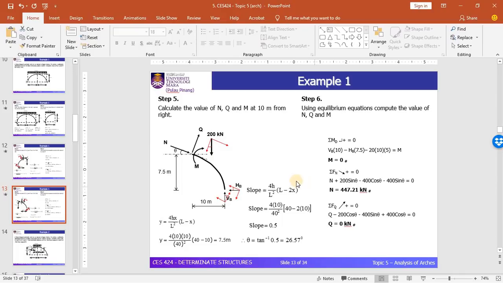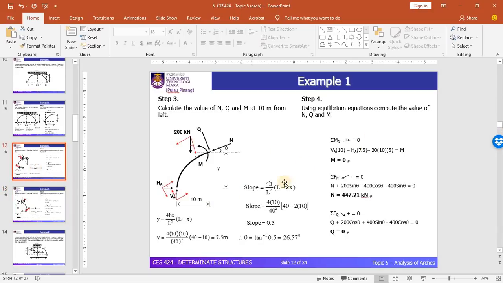Let's return to this slide. Before you can analyze the internal forces of the arch at 10 meter from support A, you need to solve for the Y and angle. This Y and angle can be obtained by using this equation: Y equals 4hx over L square multiplied by L minus x.